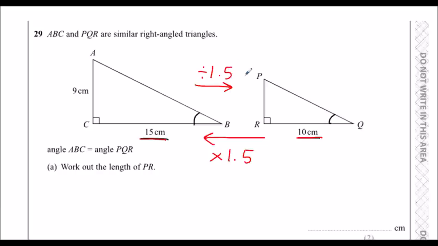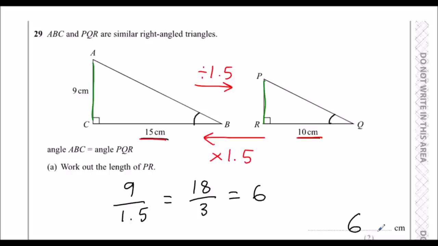So to find the length of PR, these two lengths go together. One's an enlargement of the other. So it's 9 divided by 1.5. How many 1.5s go into 9? Or it might be easier if I double top and bottom. 18 over 3. And it's 6. 6 1.5s go into 9, or 6 3s go into 18. So PR must be 6 centimeters.